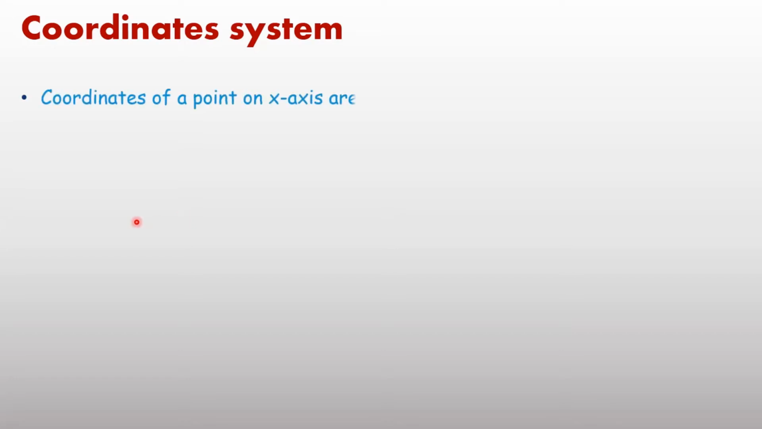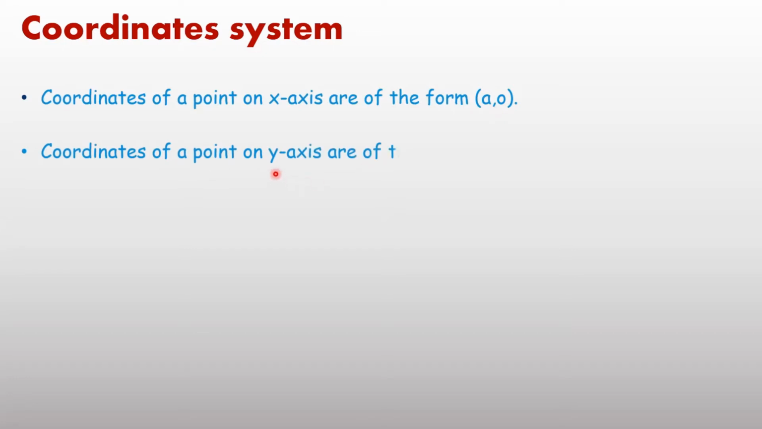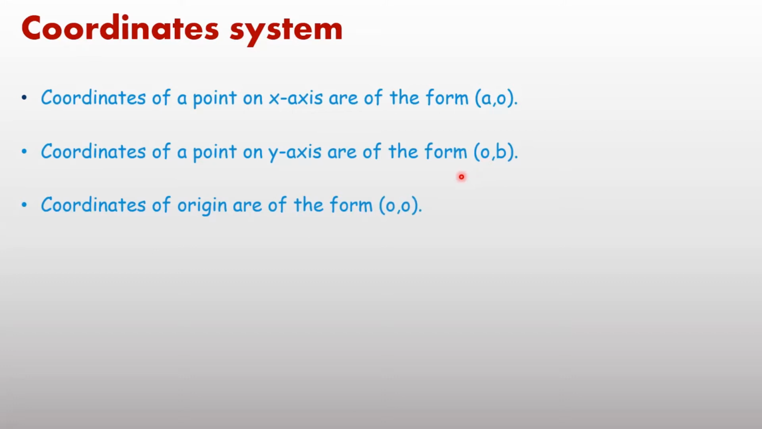Some basic information you should know: coordinates of any point on x-axis we can write as (a, 0). Means if any point is written on x-axis, y coordinate of the point will be 0. Second important point, if any point you are writing on y-axis, then x coordinate of that point will be 0. And third point, coordinate of the origin is (0, 0). Origin means intersection point of x-axis and y-axis.